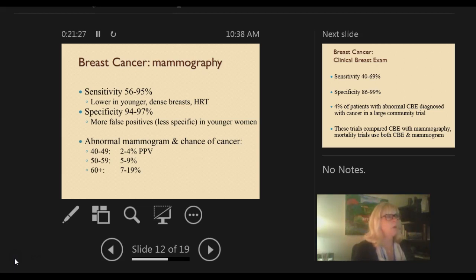But again, remember, you always get that population where they're being called back for more films. That's okay. That's because we're taking extra precautions if we see something abnormal on there that ends up not being abnormal.